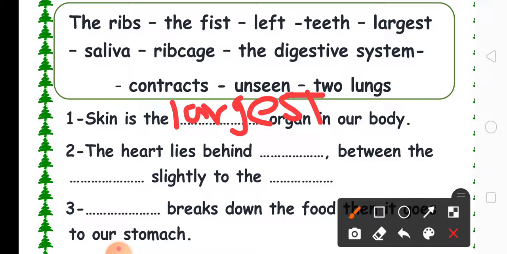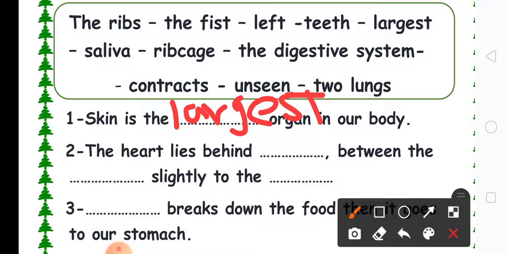Number two, the heart lies behind what? Between the what? Slightly to the what? We talk about the heart. We said the heart is the strongest organ in our body. Number two, heart is a muscular organ. Where is the heart? Yes, it lies behind the ribs, between two lungs, slightly to the left.